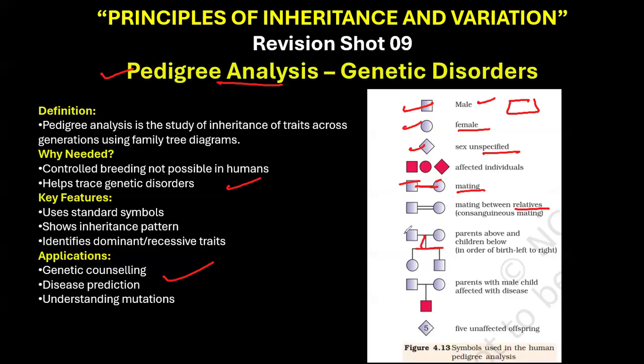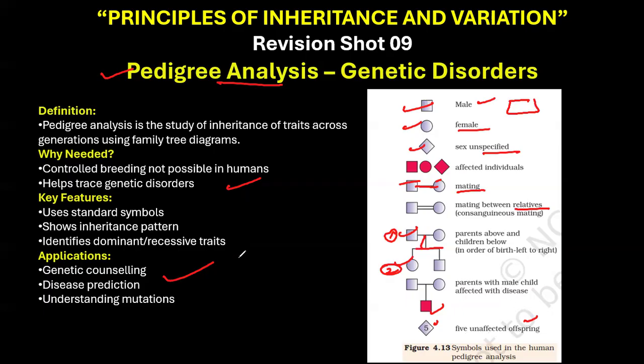Then, if we have to show the next generation, we show it by a vertical line. These are parents, and this is the next generation. These are the children of these two parents. This is generation one, this is generation two. If we have to show a diseased child from the parents, we fill the symbol like this. This is a male child which is diseased, who has come from these two parents. And if we write numbers inside the symbols, that tells us the number of unaffected offspring, like five.